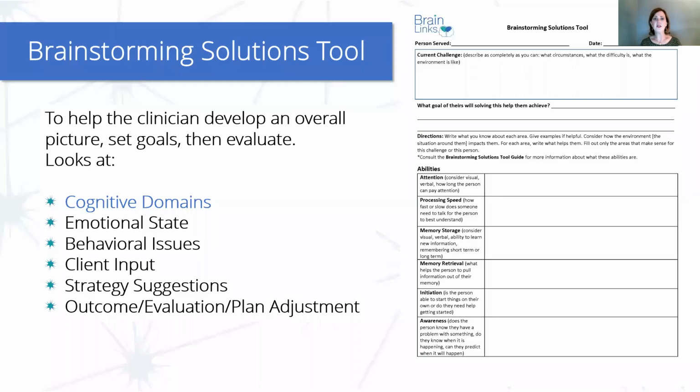Now we're going to talk for a few minutes about the Brainstorming Solutions tool. BrainLinks really gets a chance to talk with lots of different groups, and we were working with people who do training for direct support staff of individuals with disabilities, some of those with developmental disability, brain injury, cognitive impairment, and we put together this tool that we thought would be helpful for people who are not trained in doing cognitive therapy.